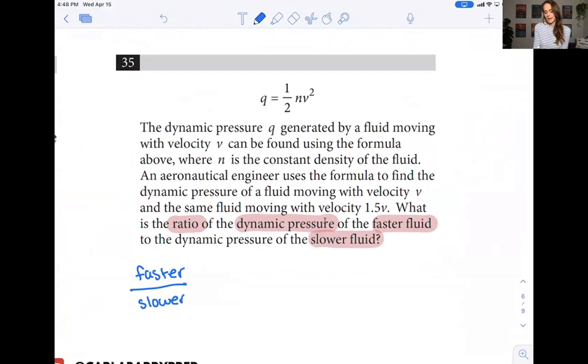So when I go back up in that paragraph and I read it, I can immediately be on the lookout for faster and slower. So the dynamic pressure Q generated by fluid moving with velocity v can be found using the formula above, where n is the constant density of the fluid. An aeronautical engineer uses the formula to find the dynamic pressure of a fluid moving with a velocity of v, and the same fluid moving with the velocity of 1.5 v. So this v is going to be my slower, and 1.5 v is going to be my faster.